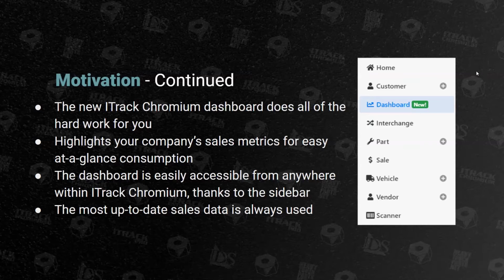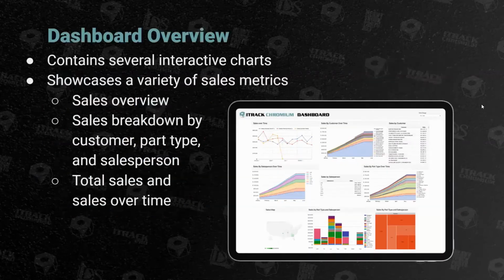All right. So then moving on to a brief overview of the charts within the dashboard. The dashboard contains several interactive charts showcasing a variety of sales and performance metrics. The primary metrics shown on the dashboard include sales by customer, part type, and by salesperson. There are also separate charts that show these categories over time, as well as a couple other charts that combine these sales metrics.